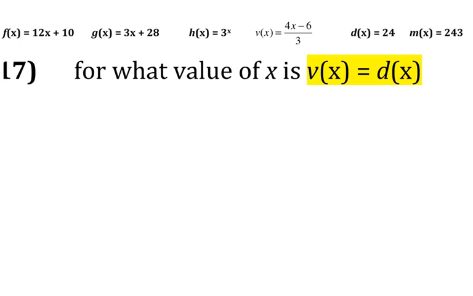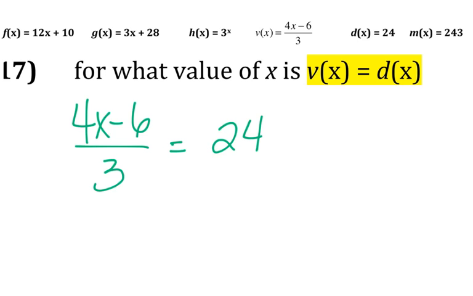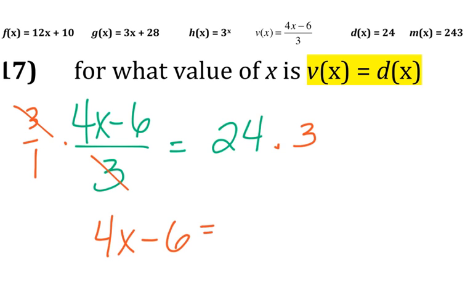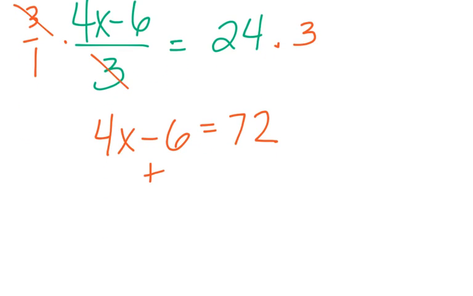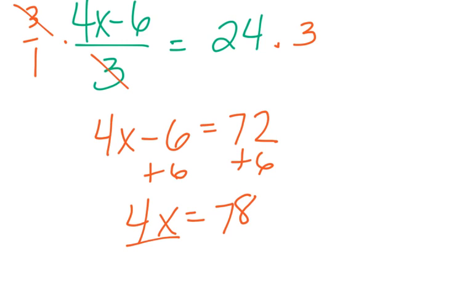Number 17, for what value of x is v of x equal to d of x? So 4x minus 6 divided by 3 equals 24, which is d of x. And so I'm going to multiply by 3 over 1. So I'll have 4x minus 6 is equal to 24 times 3 is 72. Then I'll add 6 to both sides. It's just a two-step equation now. And I'm going to divide by 4.